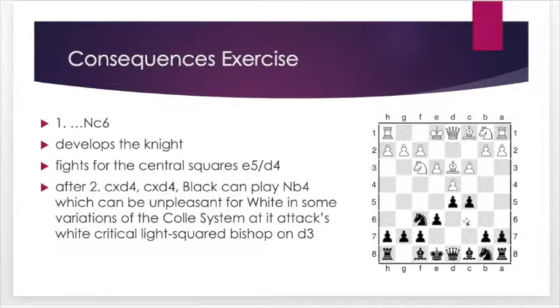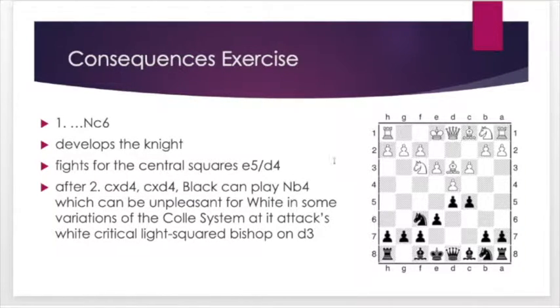Secondly, it fights for the center. This knight on c6 is going to defend both e5 and d4, two very central important squares. The more defenders that you can place on those central squares, the more control you have over the center, which is something that we want to fight for in chess. It's very good. So those are two positive things.